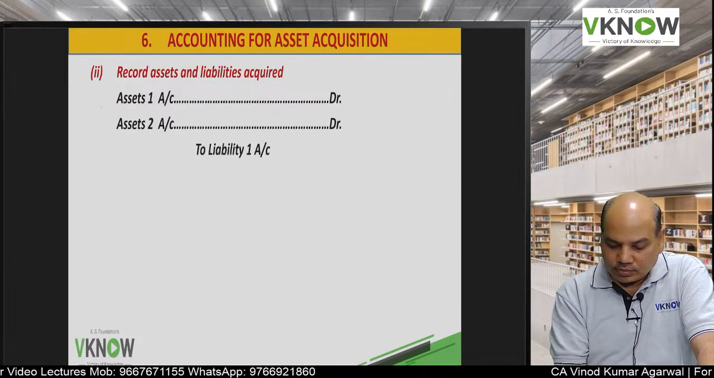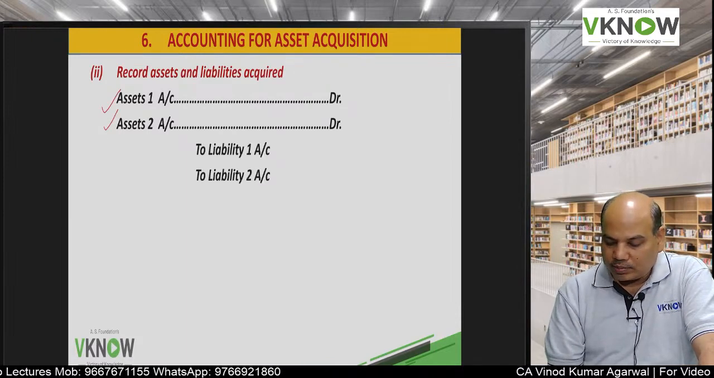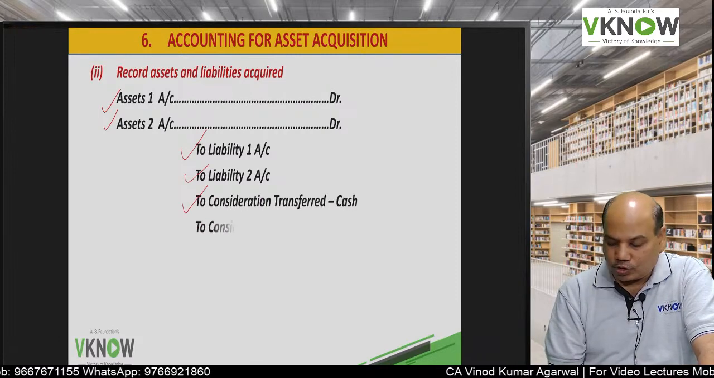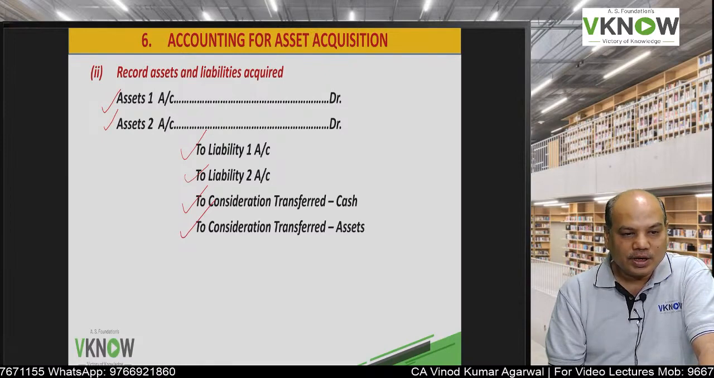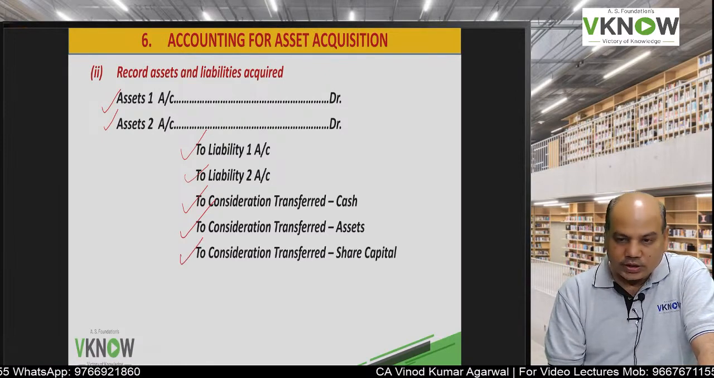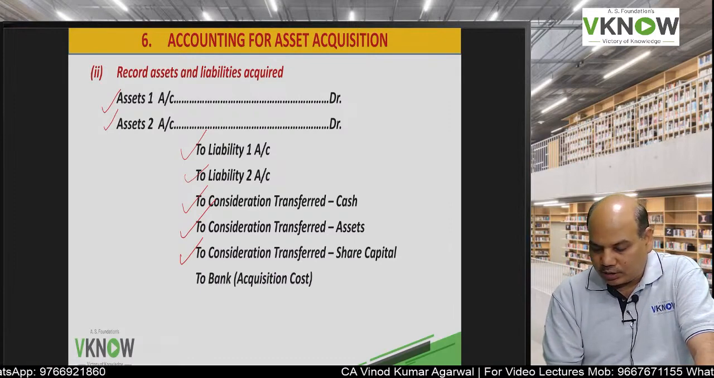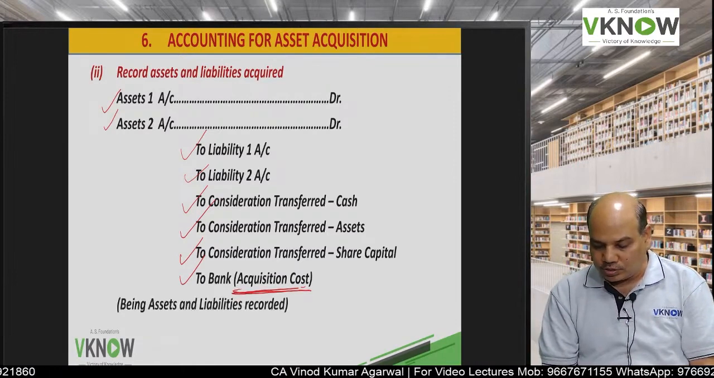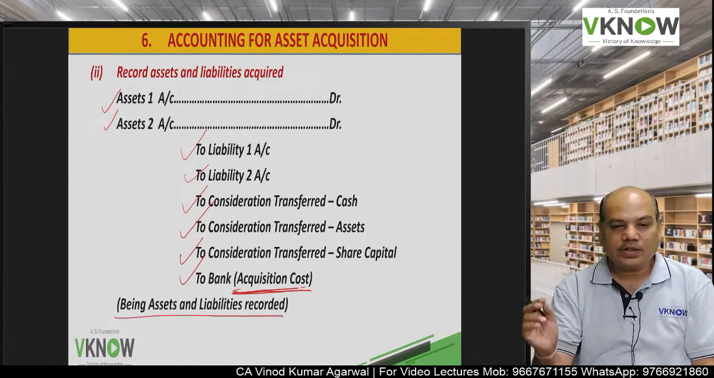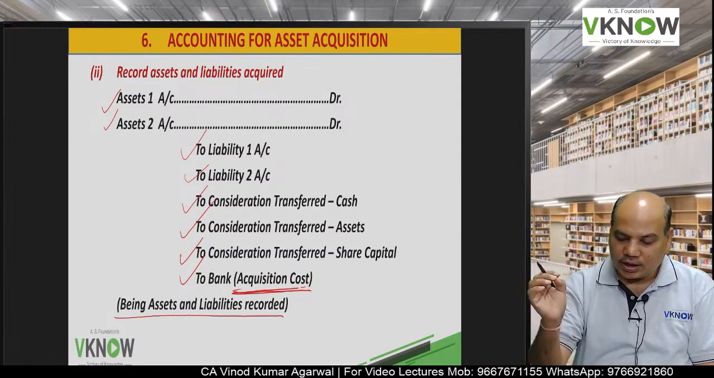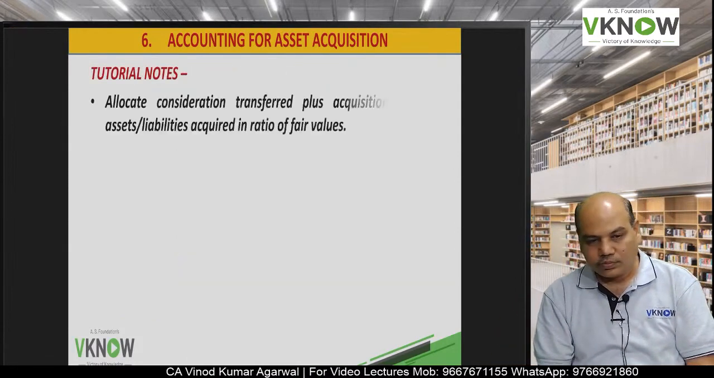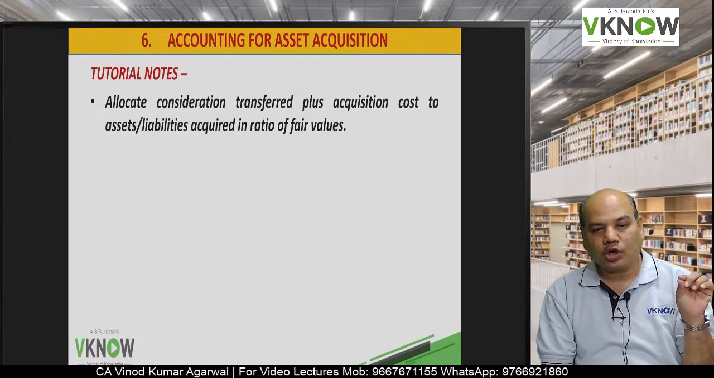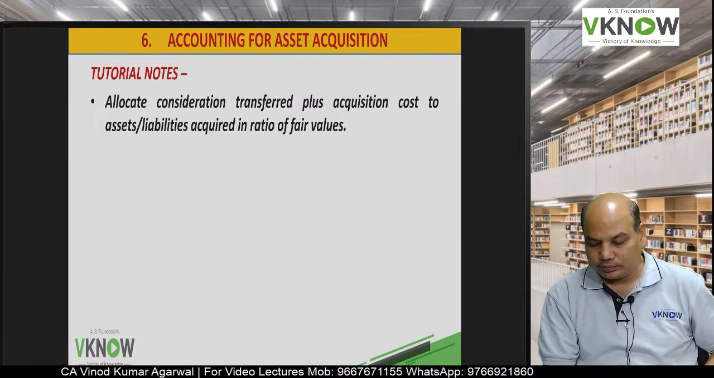Assets account debit 1, 2, 3, 4, to liabilities account, whatever number of liabilities you have acquired, to consideration paid in the form of cash, to consideration paid in the form of assets, to consideration transferred in the form of share capital, and to bank any acquisition cost. This way assets and liabilities acquired in an asset acquisition will be recorded. So some important notes I will give you. Keep in mind, very useful for solving questions on asset acquisition.